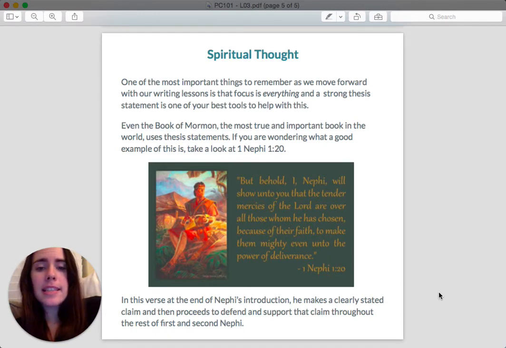Now, a thesis statement can be used in lots of different ways. I encourage you to think about them as you start each new chapter or each new book in your scriptures as you read. And even more than that, I encourage you to think about your personal thesis statement. Perhaps the next time you write in your journal, you can jot down a note about what your personal thesis is. If your life were to have a thesis statement, what is that? What is the claim you want to make? What is your opinion? What is your biggest meaning, and how would you defend that?